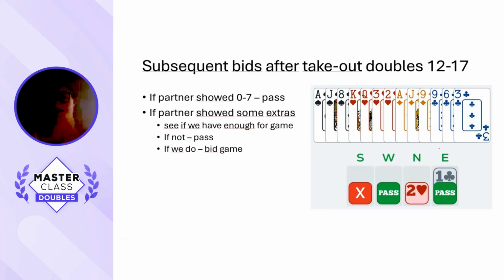And sometimes we can make an invitational bid by raising 2 level to 3 level and asking if partner has a minimum or a maximum.